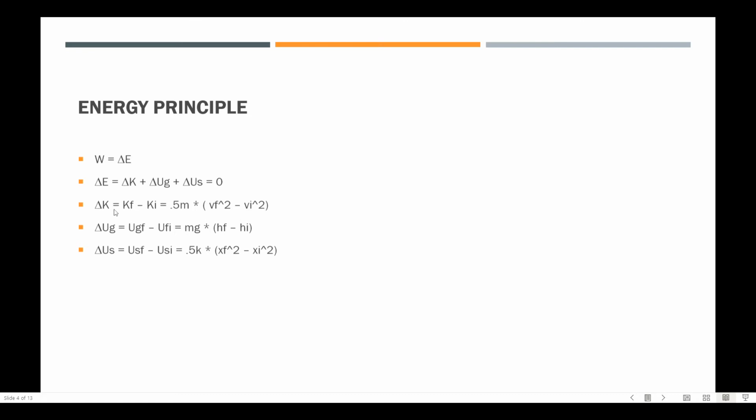Additionally, we know that change in kinetic energy is equal to kinetic final minus kinetic initial, which is equal to 1/2 m change in v squared. We know that change in gravitational potential energy is equal to gravitational final minus gravitational initial, which is also equal to mg times change in height. We also know that change in spring potential is equal to spring final minus spring initial, which is equal to 1/2 k times the amount that the spring is compressed or stretched, squared.